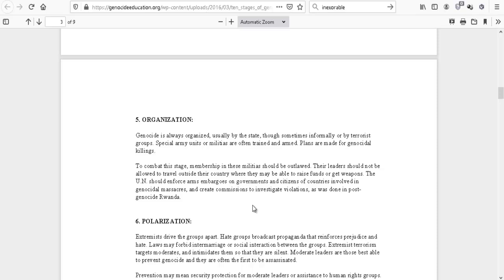UN should be abolished. It should be driven out of New York City. Bye-bye.